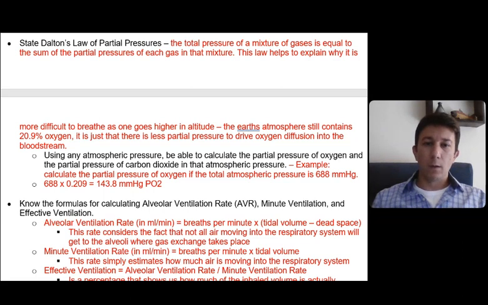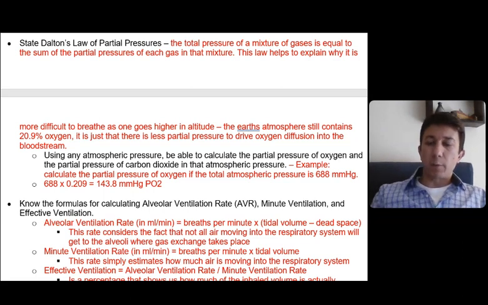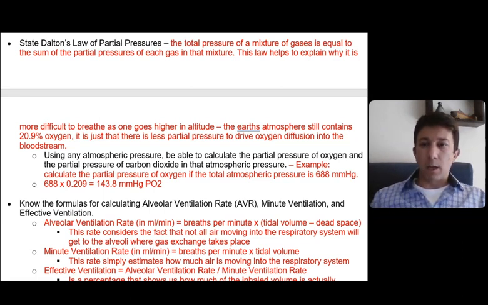So as I explained there in my summary, the Earth's atmosphere still contains 20.9% oxygen even at high altitudes. It's just that there is less pressure driving that oxygen to diffuse into the bloodstream.